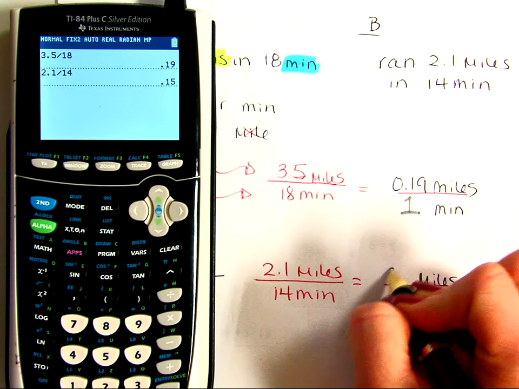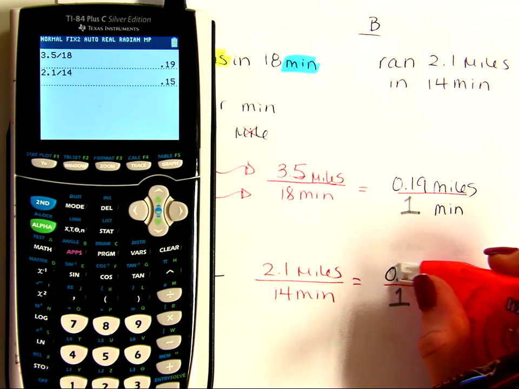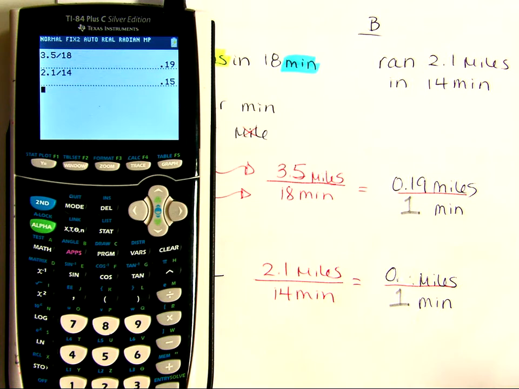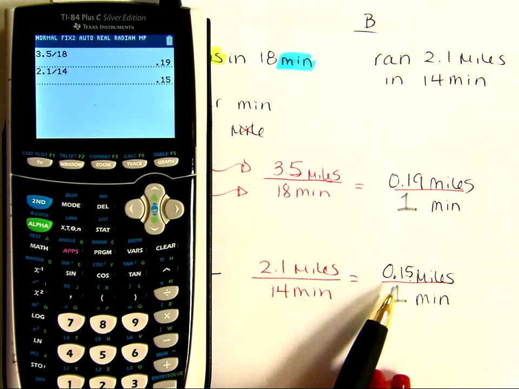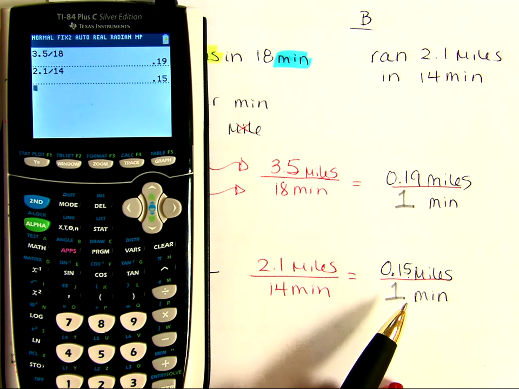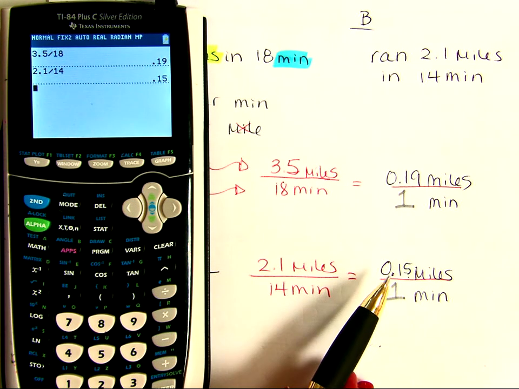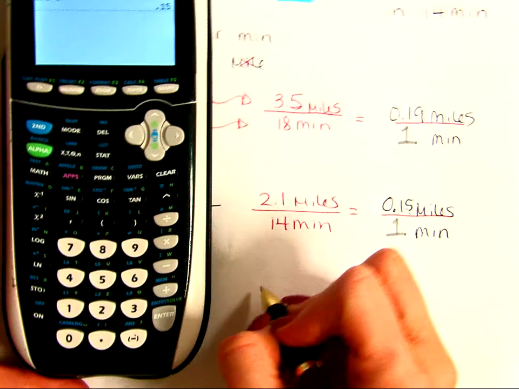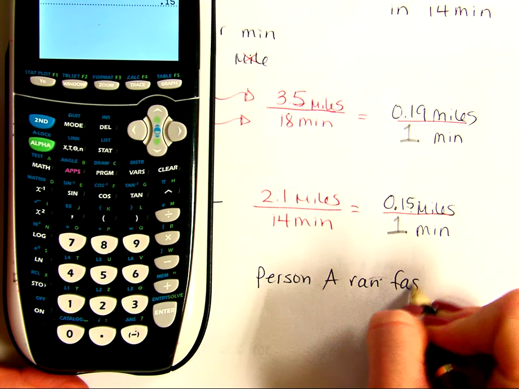So this is kind of a two-part question. Oh yeah, I wrote 14. Who ran faster? Well, faster in this case does mean the bigger number, because they covered more distance in the same amount of time, right? They each ran for a minute. This person ran 19 hundredths of a mile. This person ran 15 hundredths of a mile. Oh, they must have been running faster then. So person A ran faster. Okay, does that make sense?